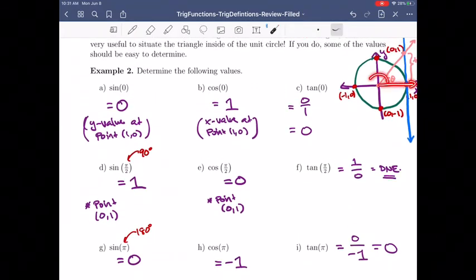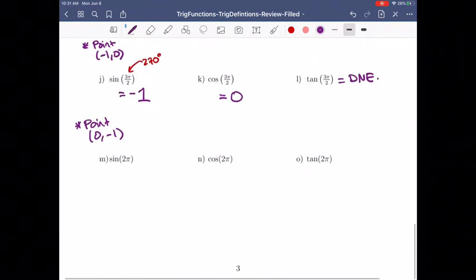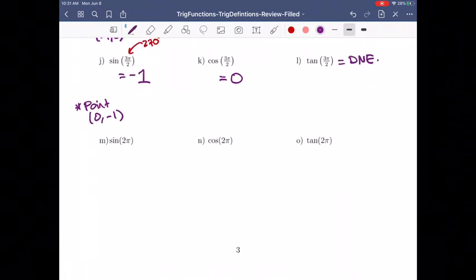Now 2 pi is a full turn. We start here, we go all the way around, and then we end up in the same spot. So again, we're using the point (1, 0), the same as the 0 angle. So again, our sine is going to be 0, cosine value is 1, tan value is 0.